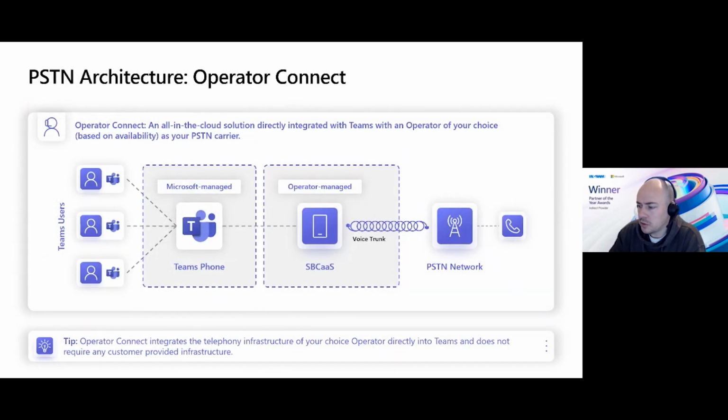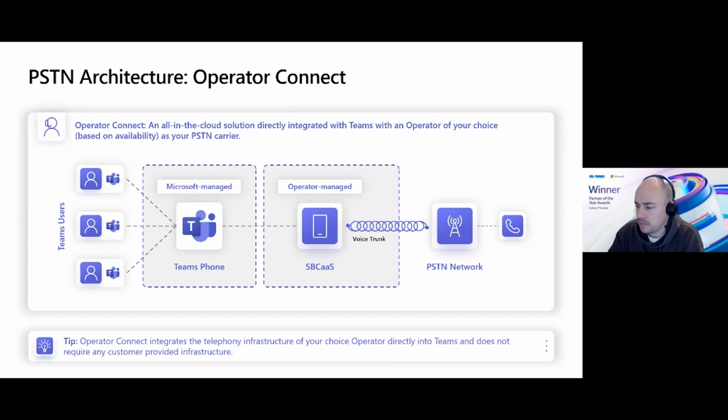Now, the slide is more to give the technical awareness of what a Teams phone architecture looks like. Operator Connect, however, is the all-in cloud solution directly integrating with Microsoft Teams Phone with a qualified operator, such as Gamma, for example, as one of the many options. Now, Microsoft provides Microsoft Teams and a phone system, and qualified operators in the Operator Connect program manage the service for bringing PSTN calling to Teams.